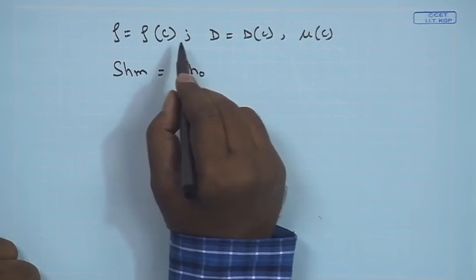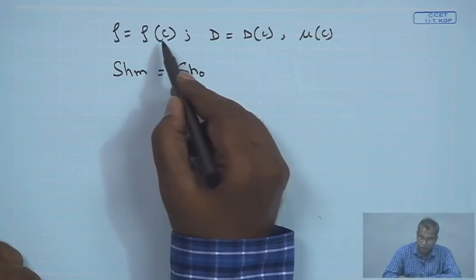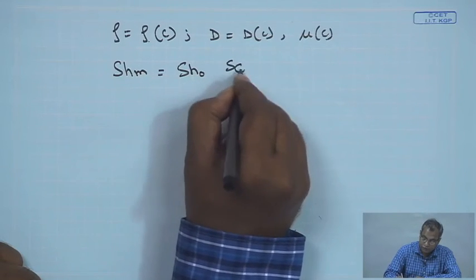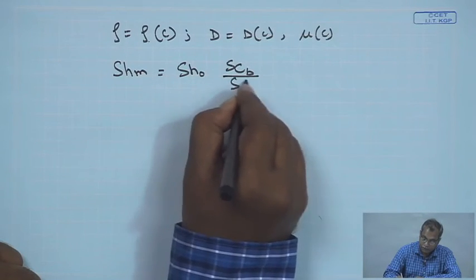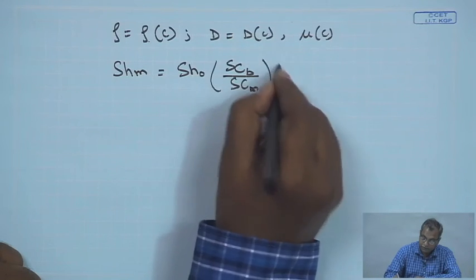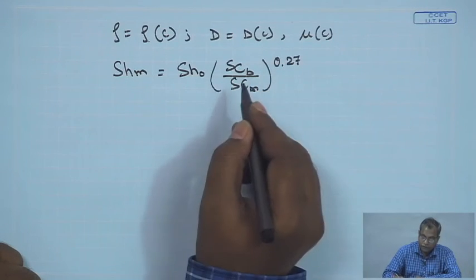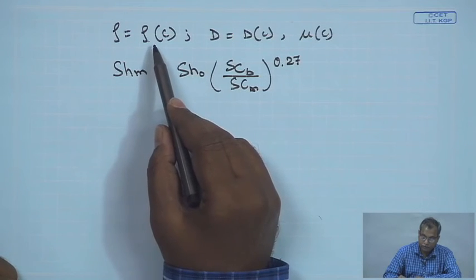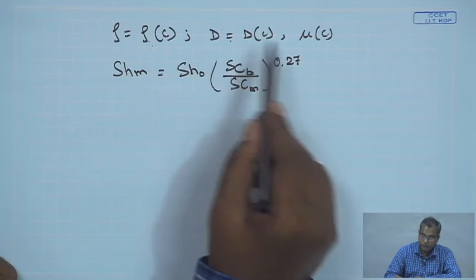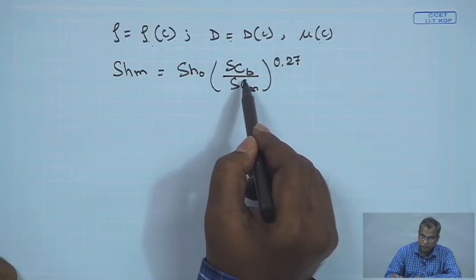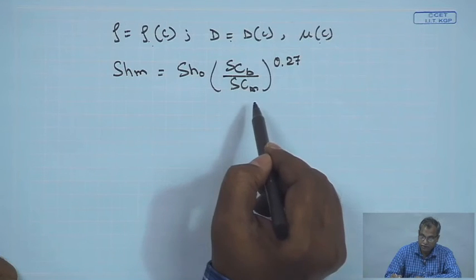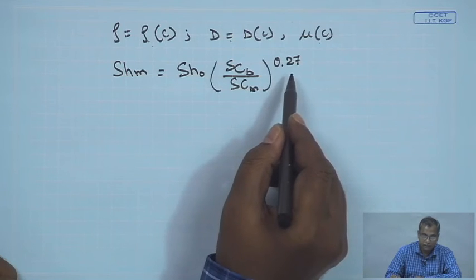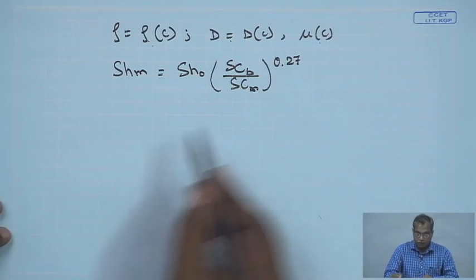One can combine all these three properties in a non-dimensional number. What is the number? The number is the Schmidt number. So, Schmidt evaluated at bulk divided by Schmidt evaluated at membrane surface, raised to the power 0.27. So, if one wants to consider the property variation of density, diffusivity and viscosity, then one can include the Schmidt number at bulk concentration divided by the Schmidt number at membrane surface concentration raised to the 0.27 as a Sieder-Tate correction factor. After this, what will we be looking into?